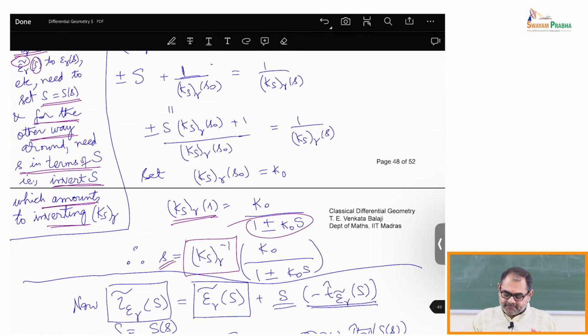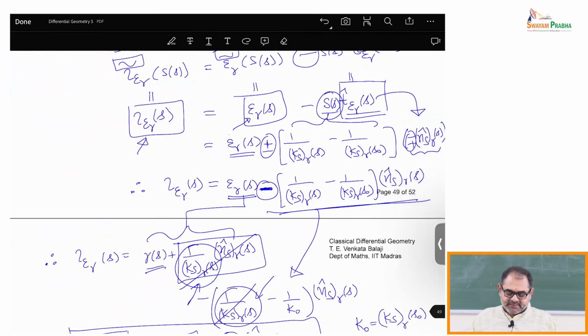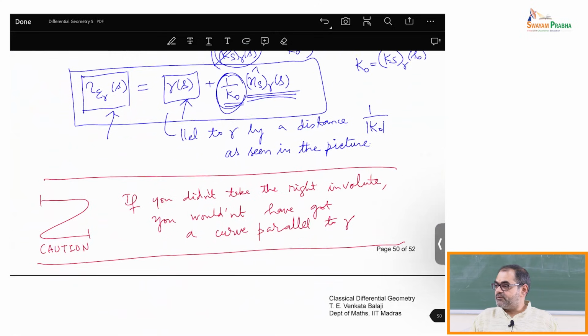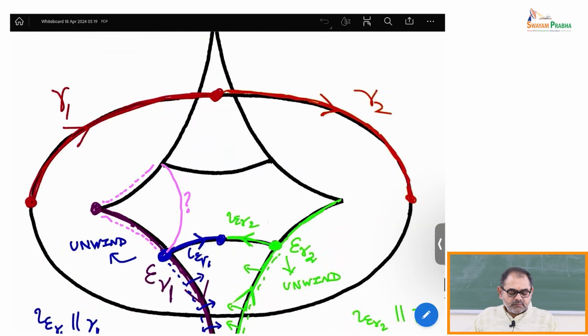The next thing I wanted to say is the following. If you didn't take the right involute, then you wouldn't have got a curve parallel to gamma. This is something that one wants to ponder about. So here is something that I wanted to show you.